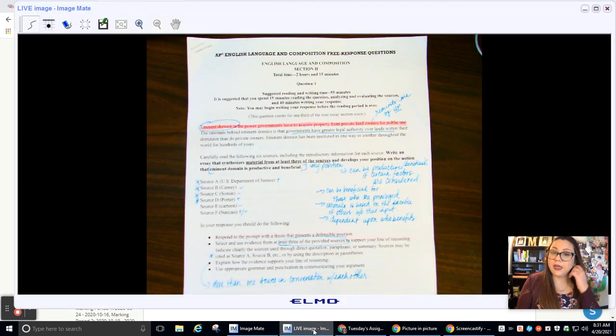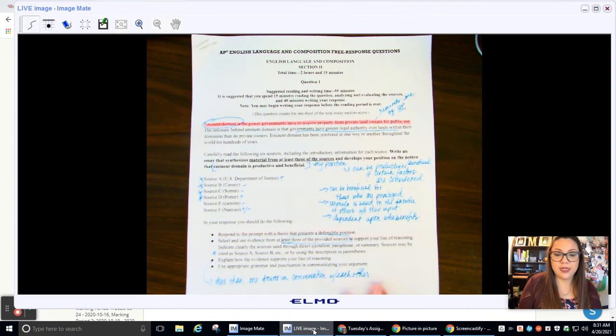prompt bolded for you, and then you have the rest of the copy. So here's mine, and again, this took me about 20 minutes or so because of all my interruptions. So this was what I did.